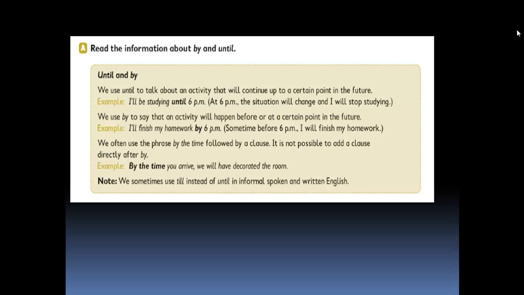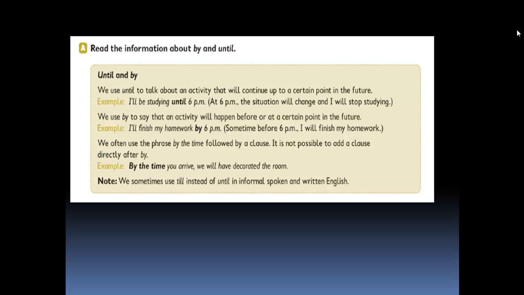We use by to say that an activity will happen before or at a certain point in the future. Example, I will finish my homework by 6 p.m. That means sometime before 6 p.m. I will finish my homework.